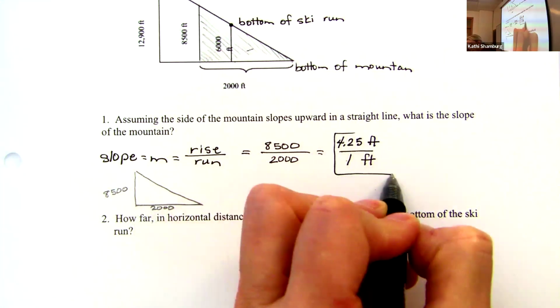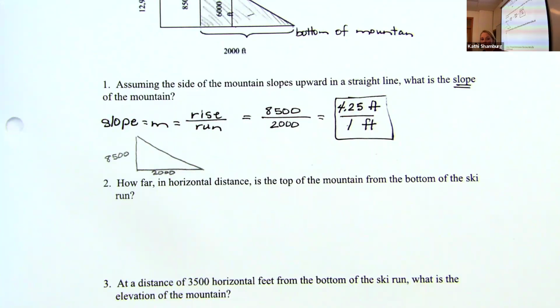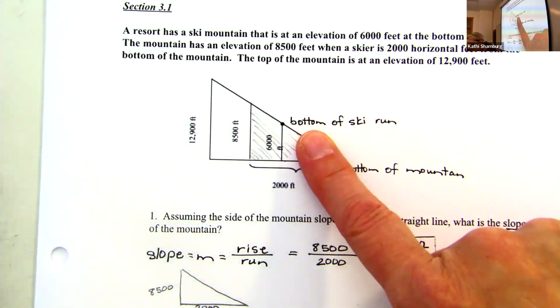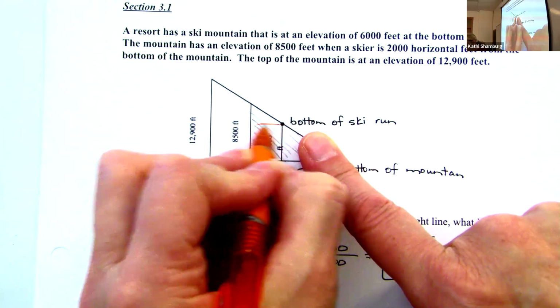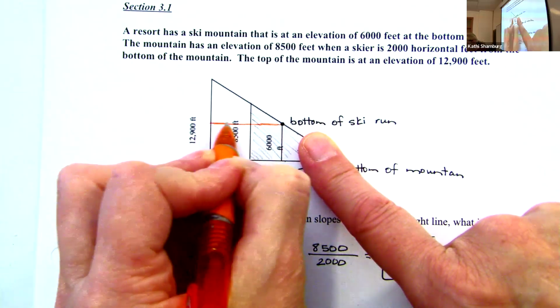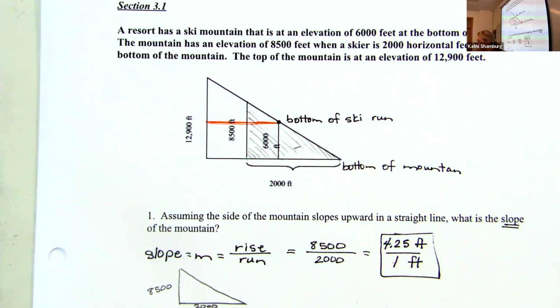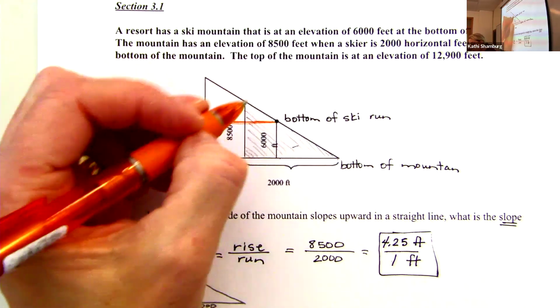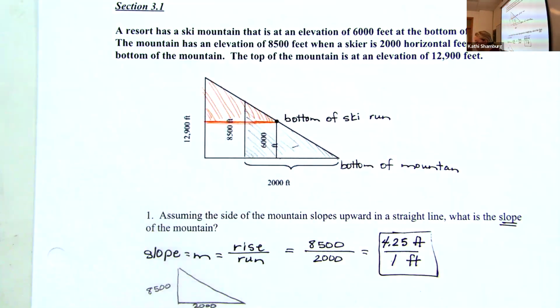This is what we found. Okay. How far in horizontal distance is the top of the mountain from the bottom of the ski run? Here's the bottom of the ski run. If they call this the top of the mountain, they're wanting to know this horizontal distance right here. So if you'll notice, this creates a right triangle right here.